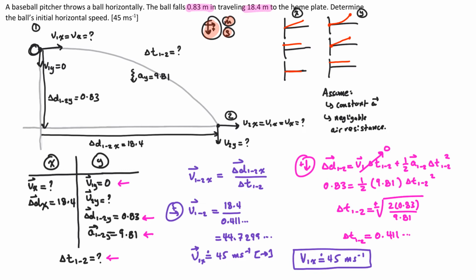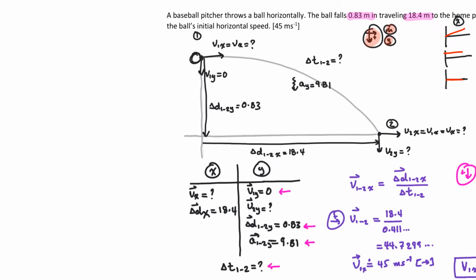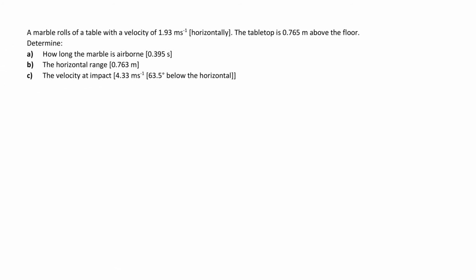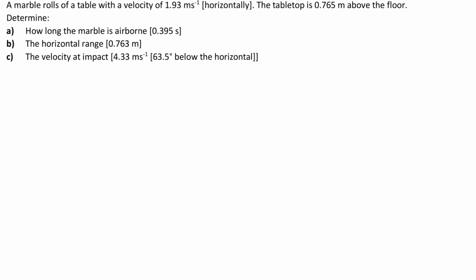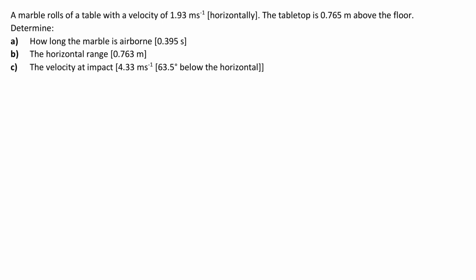Let's do one other question just to show you maybe one question which is a little bit more involved and has more parts. And in this question, we got a marble which rolls off a table with a velocity of 1.93 meters per second horizontally. The tabletop is 0.765 meters above the floor, pretty precise. Determine how long the marble is airborne, the horizontal range, and the velocity at impact.